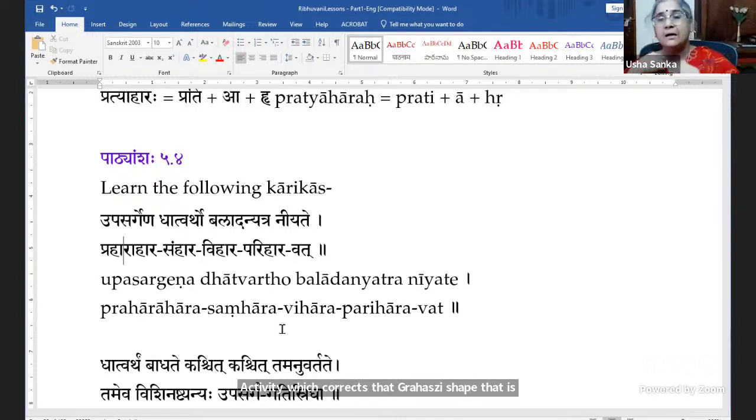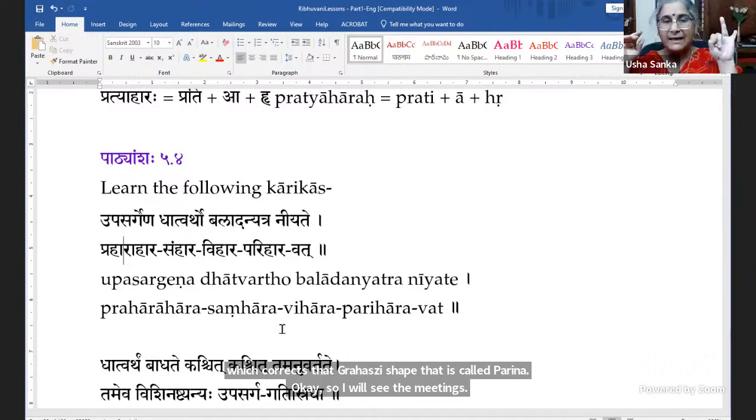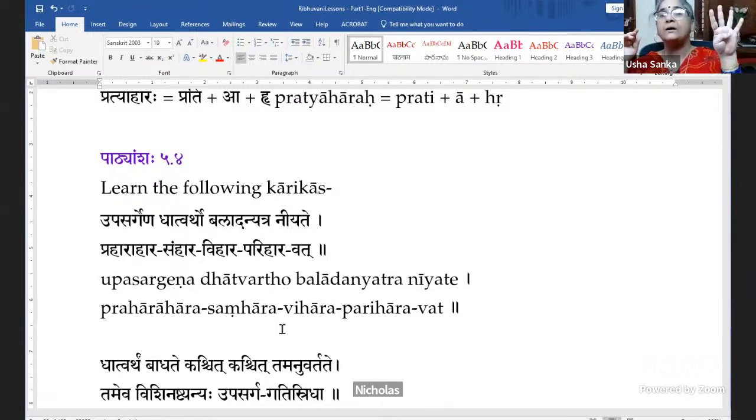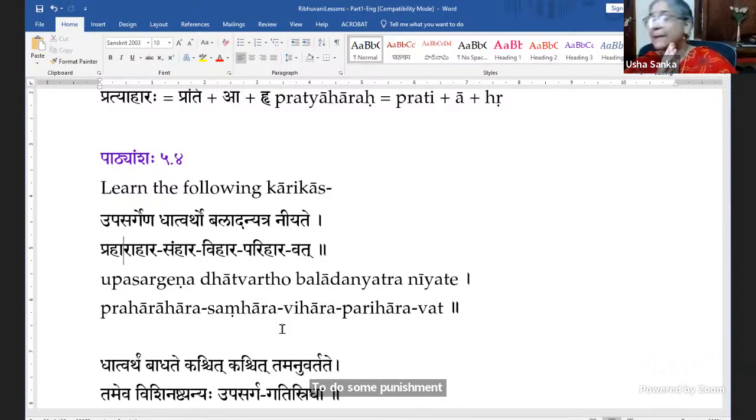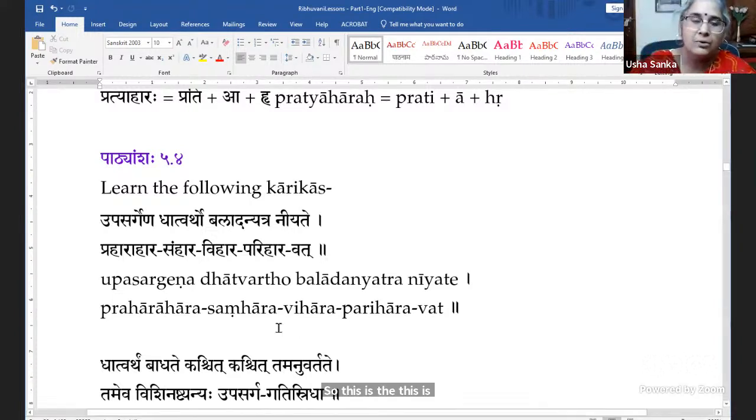Okay, so all see the meaning. See, hara, necklace; prahara, attack; ahara, food; samhara, killing or closing a file, closing something; vihara, a picnic; parihara, to do some punishment, like a remedy, or something like punishment you take. Okay, so this is the change in the meaning. Okay, this is how upasargas work.